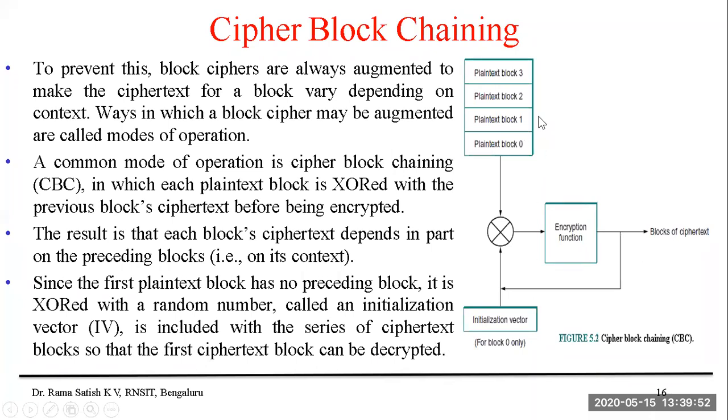So if you want the ciphertext of block 1, you need the ciphertext of block 0. If you want the ciphertext of block 0, you need the initial vector. Initial vector XORed with plain text block 0, you'll get cipher 0. This cipher 0 with block 1, you get cipher 1. This cipher 1 with block 2, you get cipher 2. Cipher 2 with block 3, you get cipher 3. So cipher 3, cipher 2, cipher 1, cipher 0, all these are sent. So this is how block chaining works.